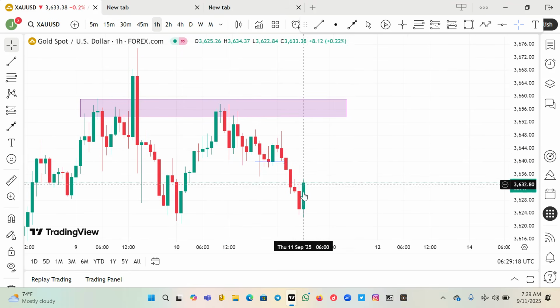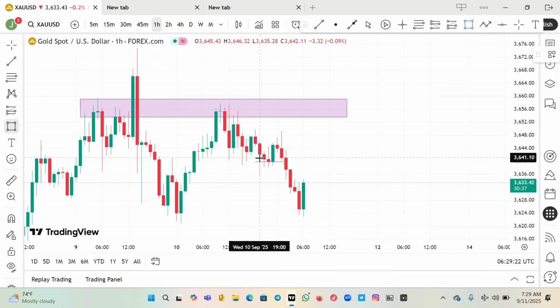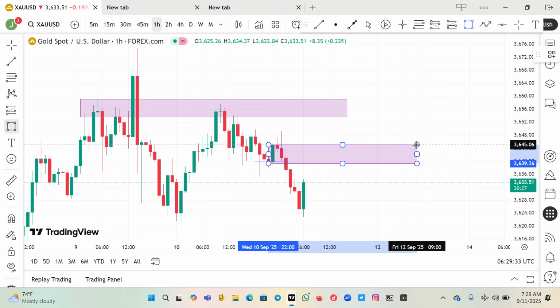And I told you guys that the next thing you want to do is put a box on the two candles that form the key level. I've already explained what a key level is. You may have to go back and watch the first video to know what a key level is.